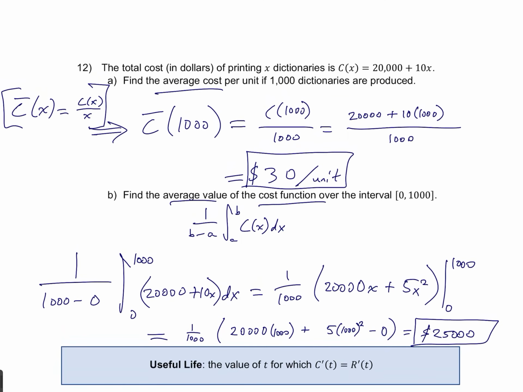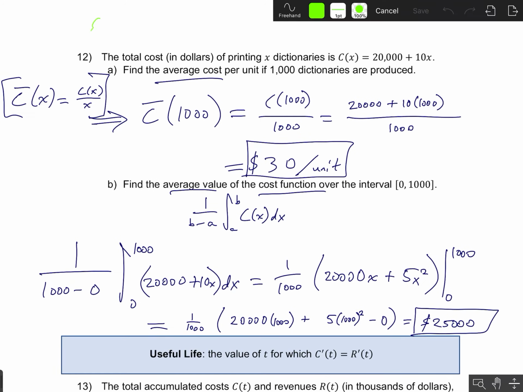And then lastly for this video, I want to talk about problem 12. In problem 12, we're given the total cost for producing x dictionaries is given by this cost function. And the point here is just to distinguish between the average cost function and the average value of a particular function. So remember, we defined the average cost function to be this thing over here. So we know that the average cost function is the cost function divided by x, where x is the number of units that you make.